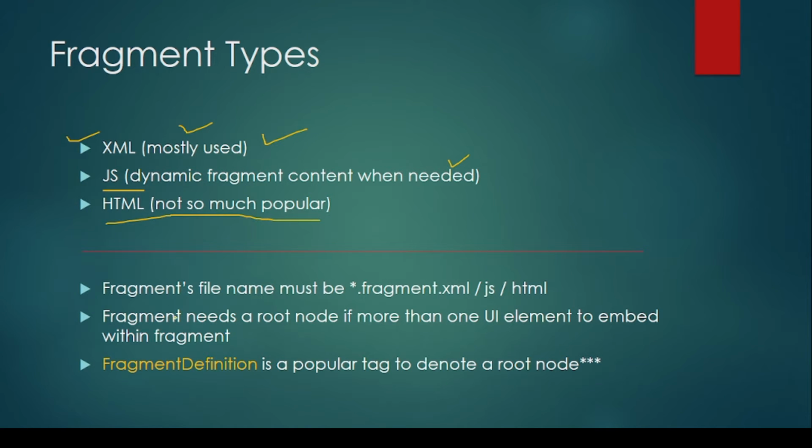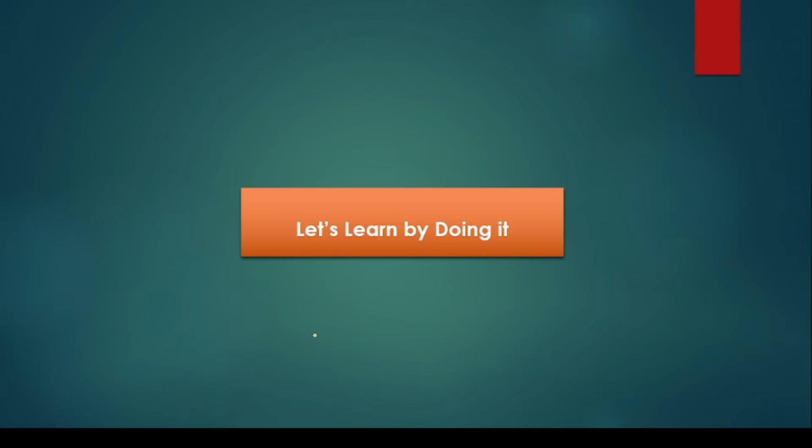Now coming back to the fragment file naming convention: it's not a convention, it's a must. You have to have fragment as part of your file name, followed by the file type. It can be XML, JS, or HTML. Fragment is a root node, right? So if you have more than one UI element you want to render, it's the root node for that. As a root node, the FragmentDefinition tag is the popular tag that you can use, but it's not mandatory. Without FragmentDefinition you can still render multiple UI elements. We'll see that out. So what next? Obviously, the hands-on.